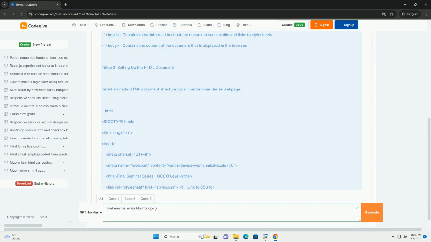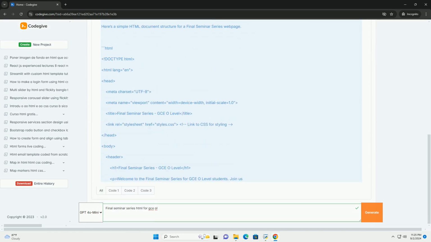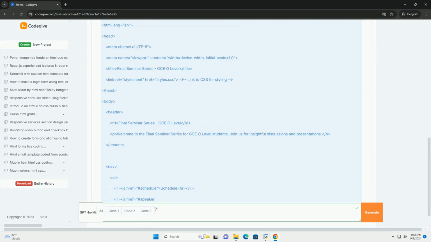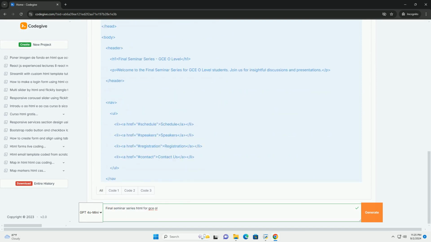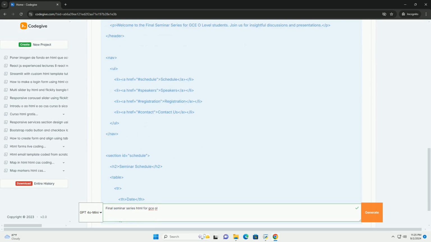The final seminar series for C-level students is designed to provide a comprehensive review of key concepts and topics covered throughout the curriculum. This series aims to enhance students' understanding and retention of material as they prepare for their examinations.